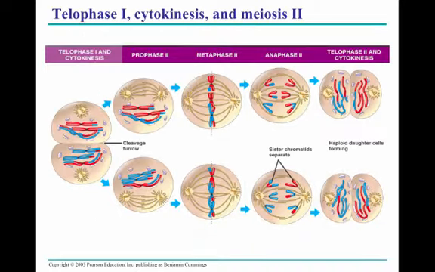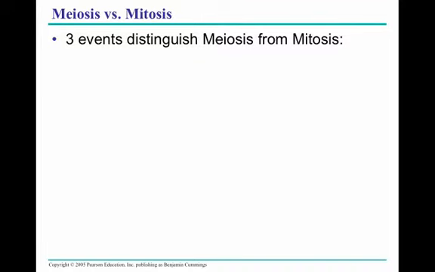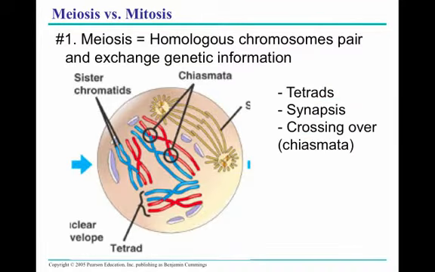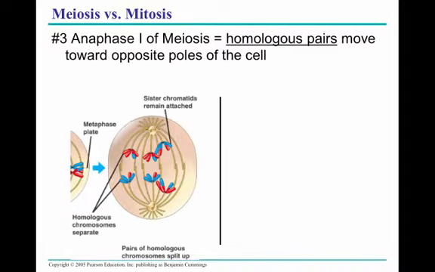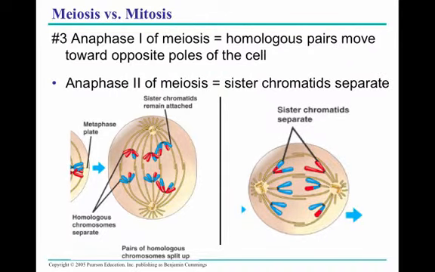Okay, so the process is outlined for you in that chapter. We already talked about these differences here in prophase I. The homologs pair up, tetrads, synapsis, crossing over, chiasmata. Those are all important terms. And then, like we had said, in metaphase I, the homologs pair up on the metaphase plate, and in anaphase I, the homologs separate and the sisters don't separate until anaphase II.